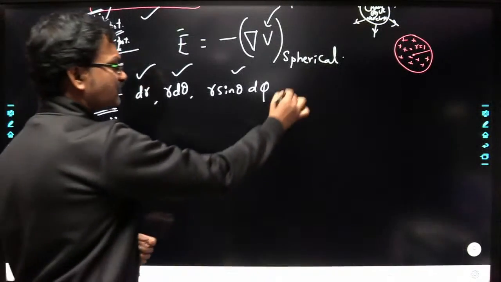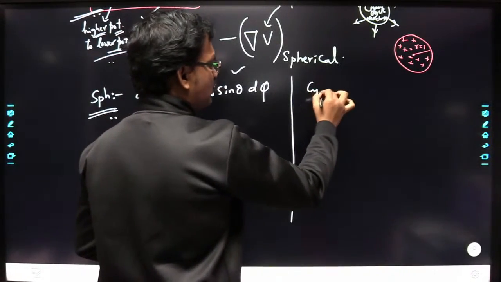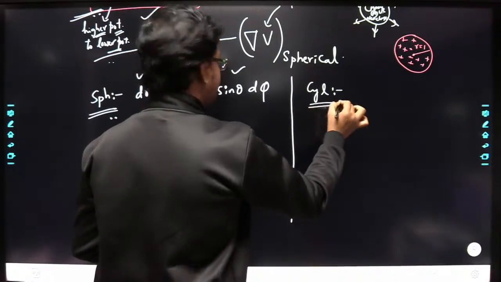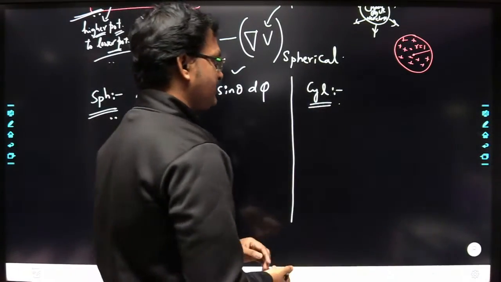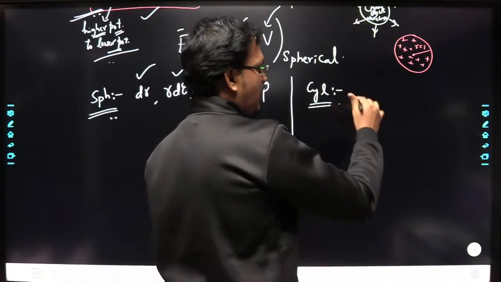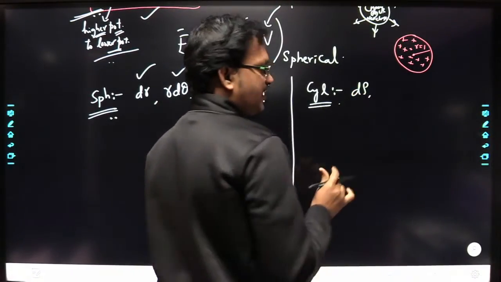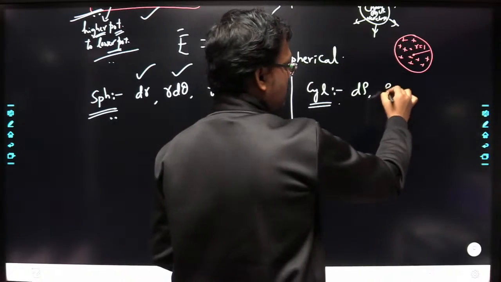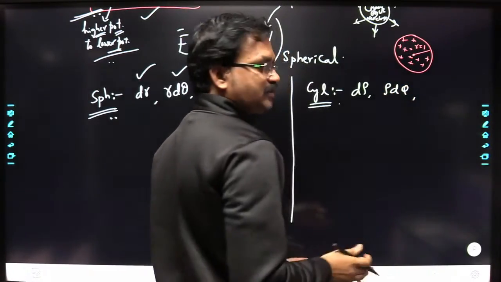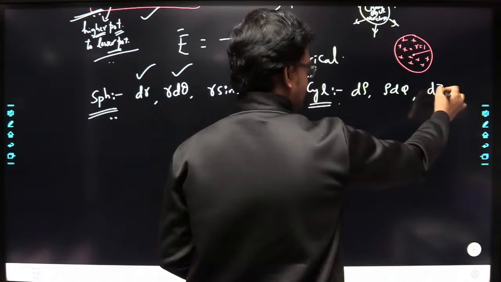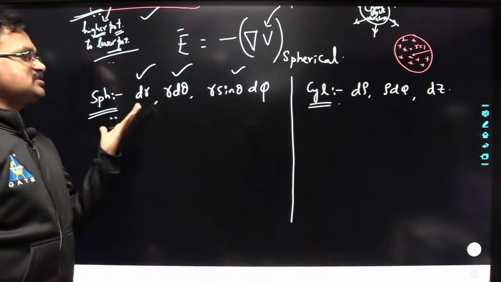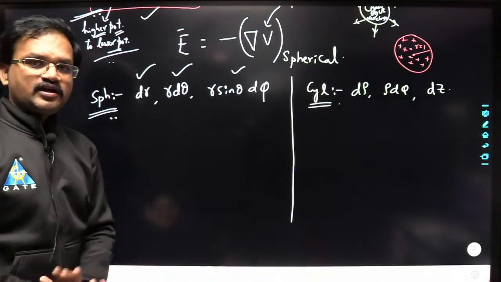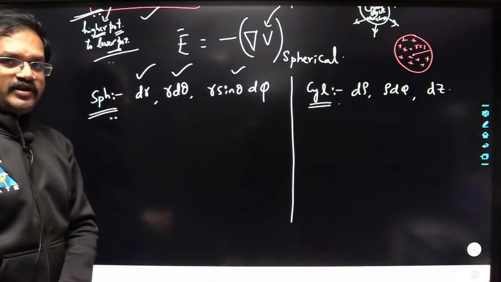Whereas in cylindrical coordinate system, what are the differential lengths here? The differential length along rho is nothing but d rho. Differential length along phi is nothing but rho d phi. Differential length along z is nothing but dz. So I am explaining how to write this gradient, whether it is in spherical coordinate system or in cylindrical coordinate system. That's what I am explaining here.